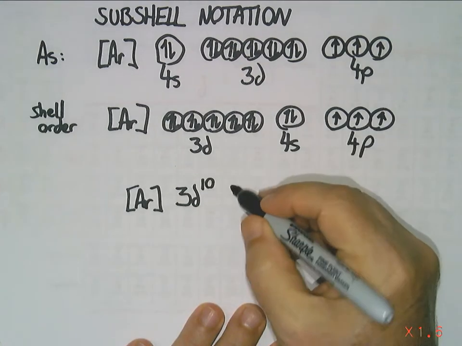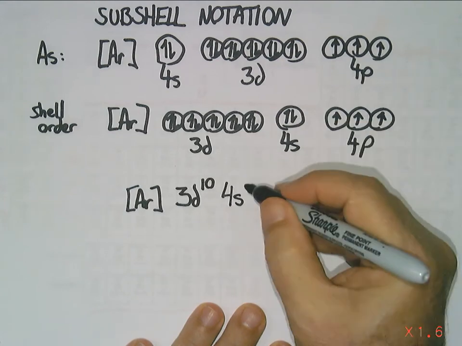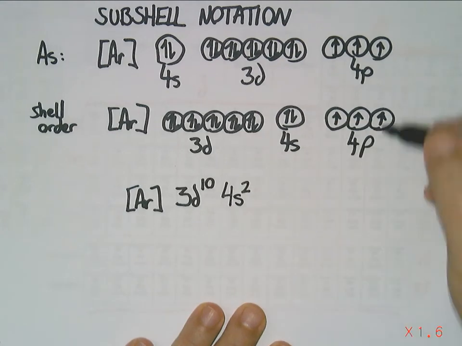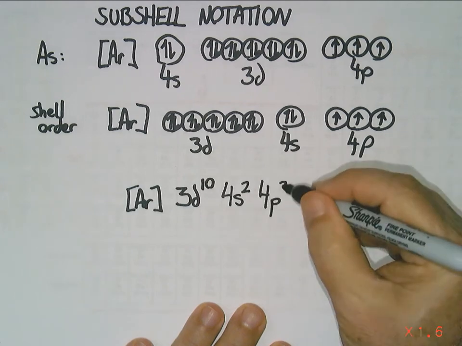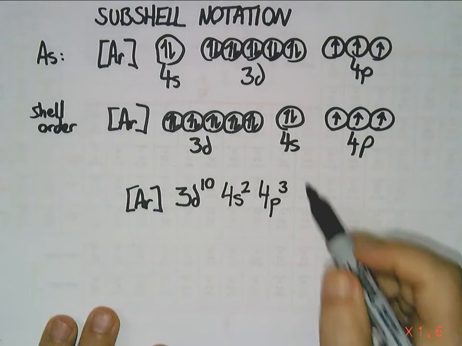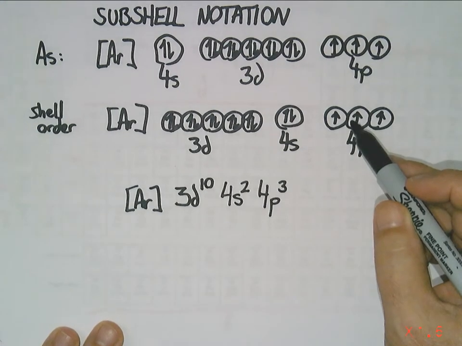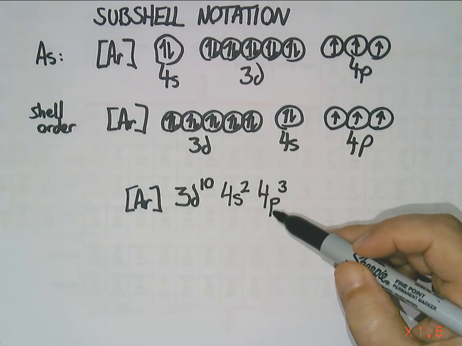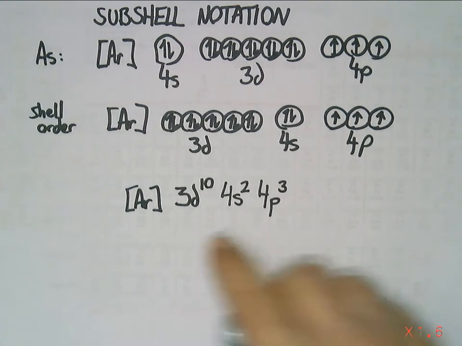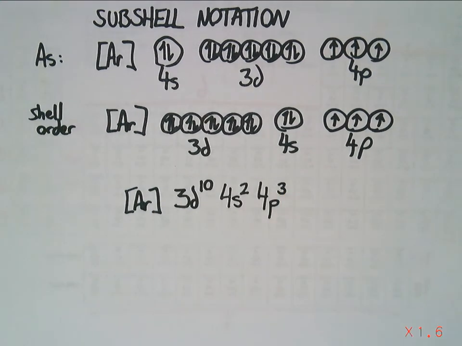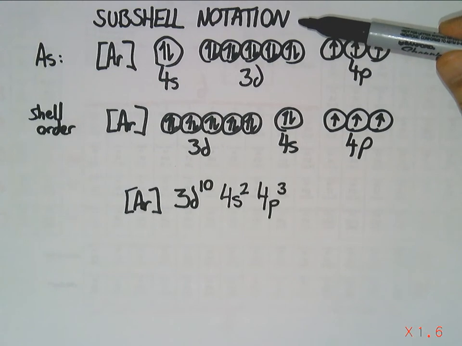I'm going to write this as 4s2, guess, there's 2 electrons in there. And now I'm going to write this as 4p3. All right, that's a lot easier to look at and read than this is. There's less detail there. I'm missing the information about how many unpaired electrons I've got. But it is a big simplification, and we call this subshell notation.